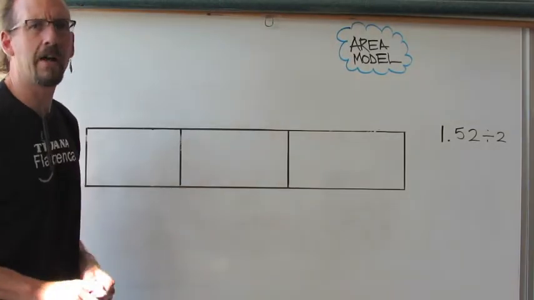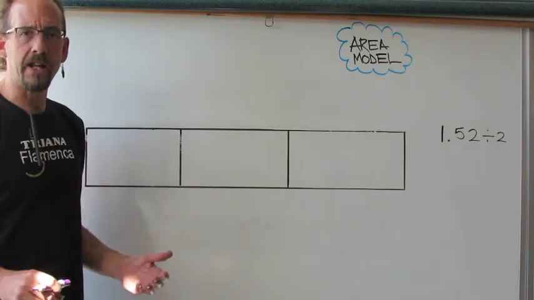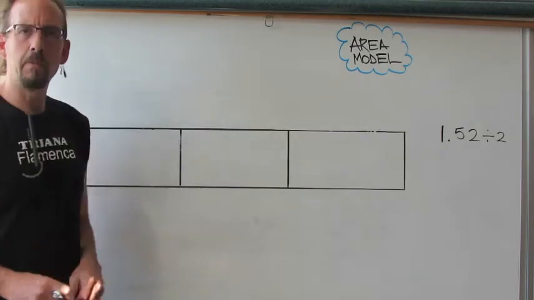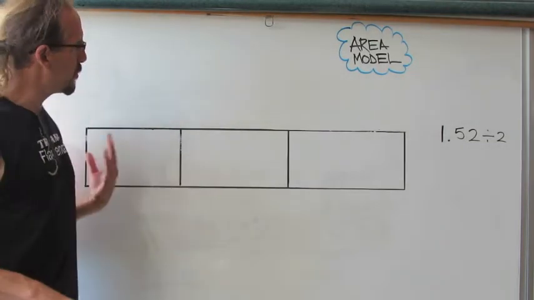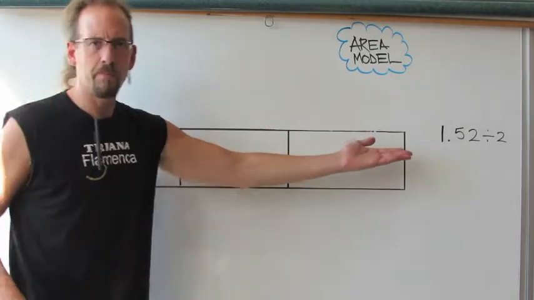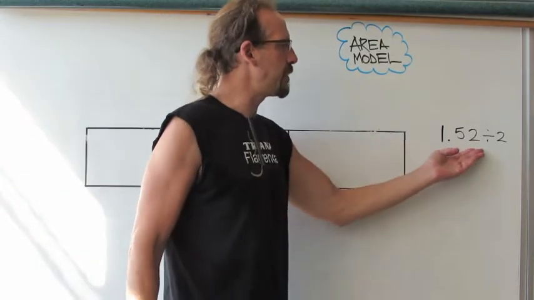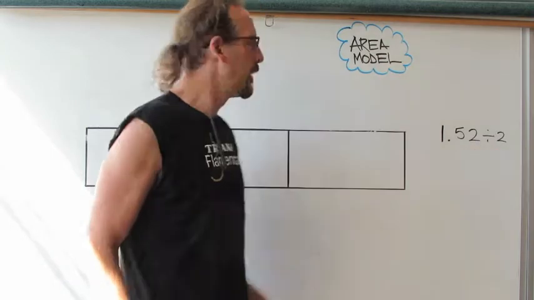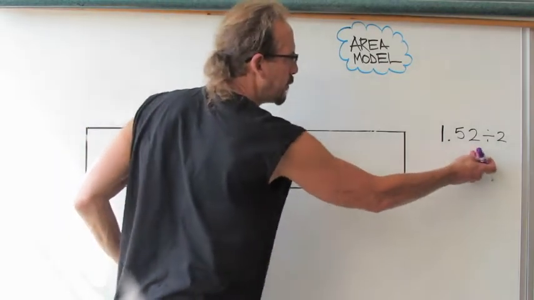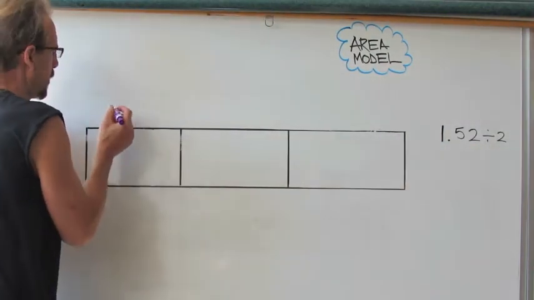Okay, now the area model is also useful when we are dividing. So just like you saw with the multiplication, we're going to use this area model to help us do a problem like this. 1 52/100 divided by 2. And again, we're going to decompose this number right up on top.